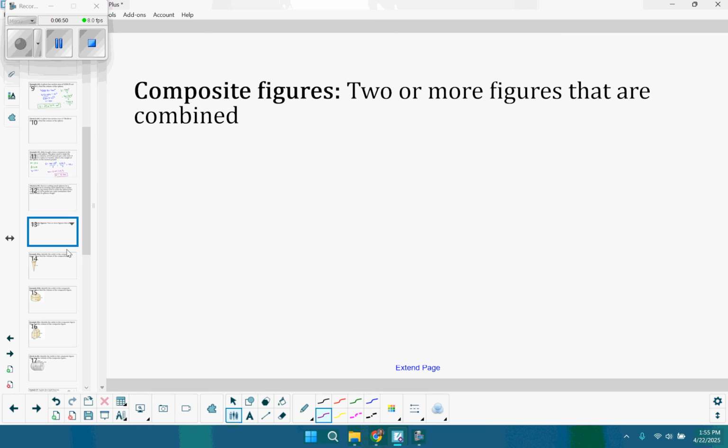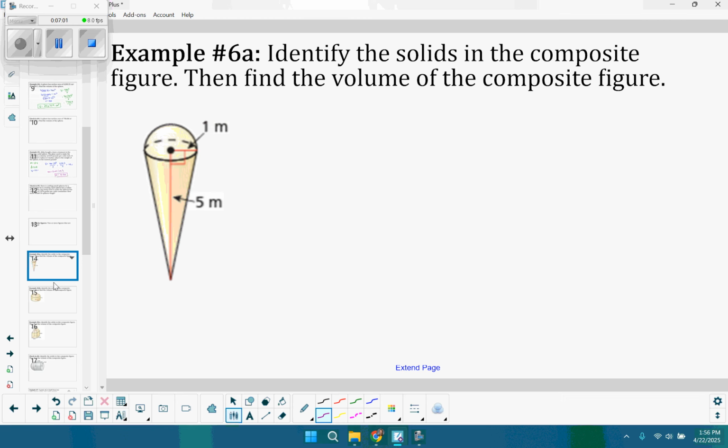So composite figures are 2 or more figures that are combined. So we've done some composite areas where we had 2 areas that we had to add together, and now we're going to do the same thing with volumes. So for an example 6a, it says identify the solids in the composite figure and then find the volume of the composite figure. So I have a hemisphere as one solid, and I have a cone as my other solid.